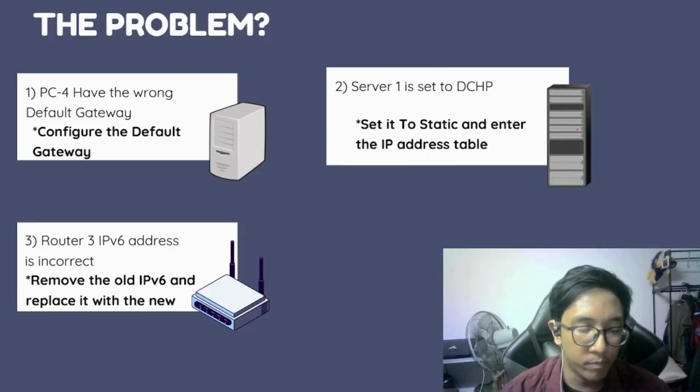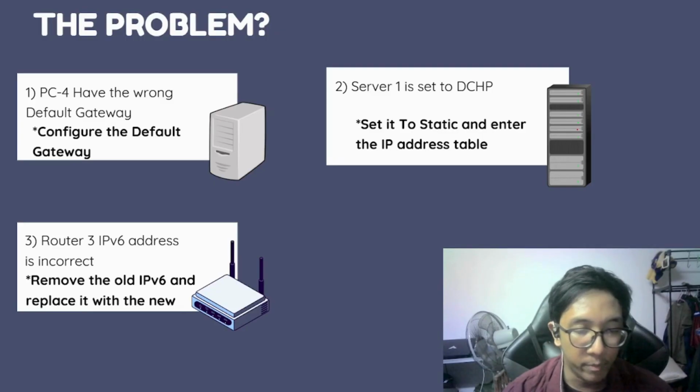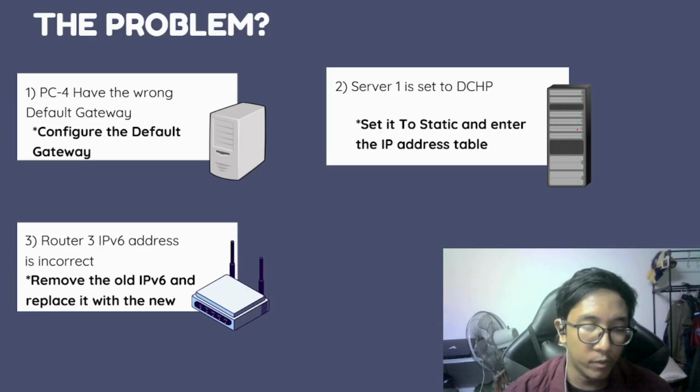So we have three problems. One is the PC4 has the wrong default gateway, which we can configure later on. Second is the server is set to DHCP. Here we need to set it to static and enter the IP address from the table. Third is the Router 3 IPv6 address is incorrect. So here we must remove the old IPv6 and replace it with a new one. So I already configured the problems off screen.